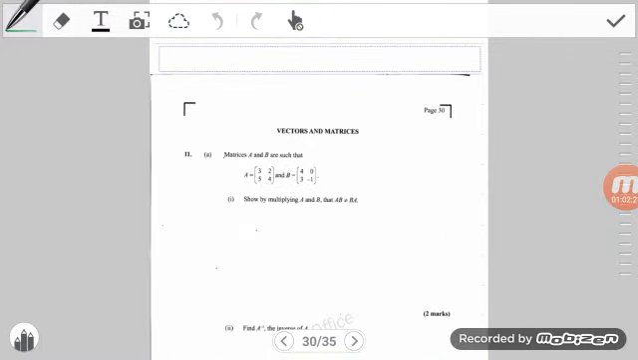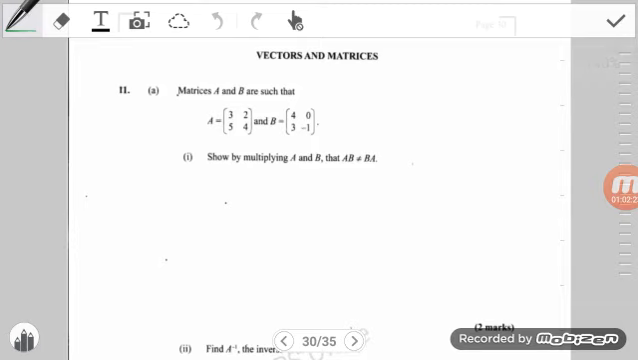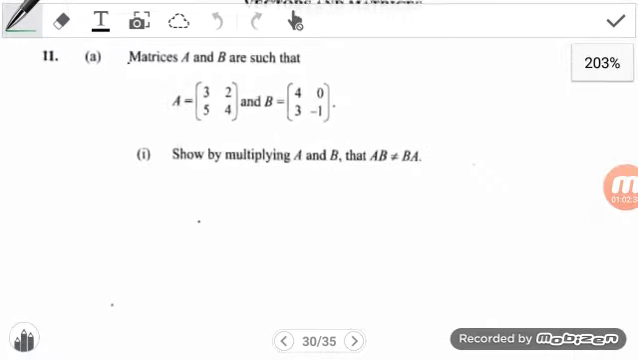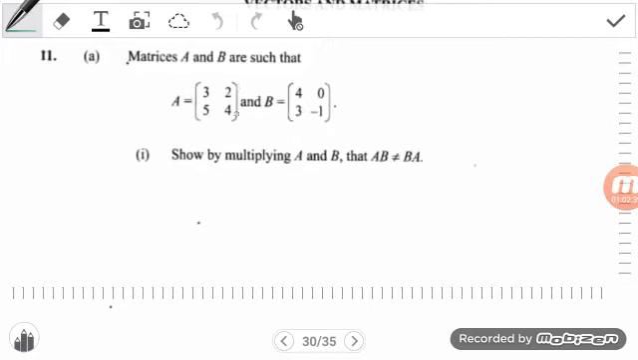So we have finished with the trigonometrical section of the work. Now we're going to move on to matrices and vectors. All right, so let's see what here. So matrices A and B are such that this is the matrix A, which is 3, 2, 5, 4, and the matrix B, which is 4, 0, 3, minus 1. Now you are to show by multiplying A and B that AB is not equal to BA.